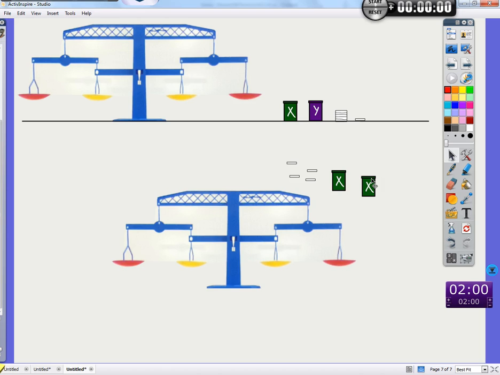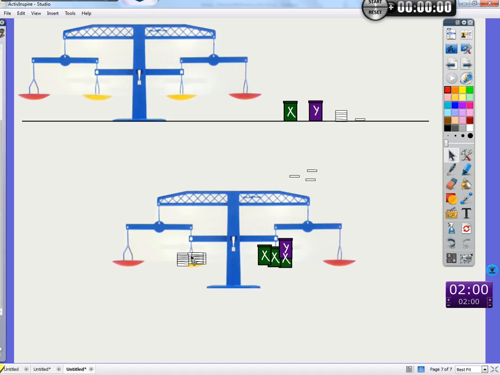So, we got 3x's. Let's see if we can get them to stay on here. Plus y, 3x plus y is equal to, so these are each 5, so there's stacks of 5 there you can use, is equal to 26. So what's the equation here? 3x plus y is equal to 26.